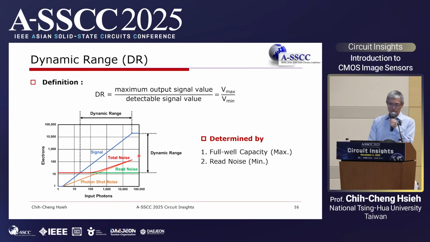So if we want to check the dynamic range, we need to know the maximum output signal value, which is determined by the full well capacity, as I mentioned. And the other one, we need to know the minimum detectable signal value, which depends on the read noise floor. So how to do a good image sensor design? You need to reduce your read noise, and you try to increase your full well capacity. Yeah, that's the design challenge in this topic.